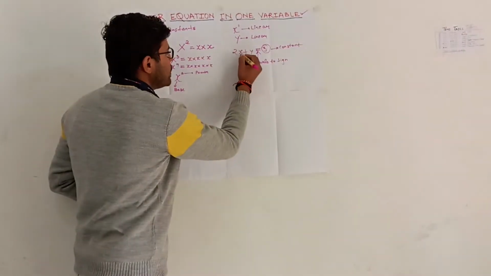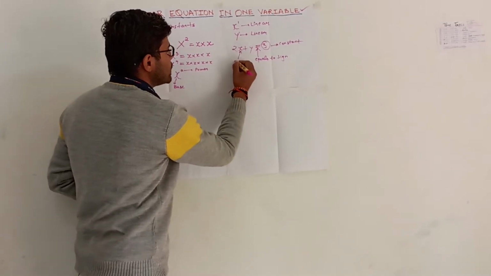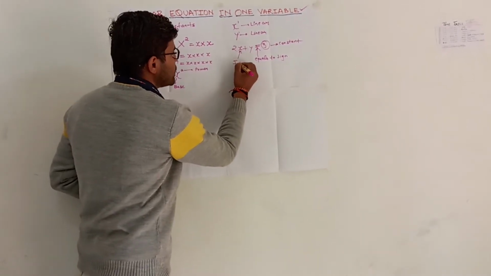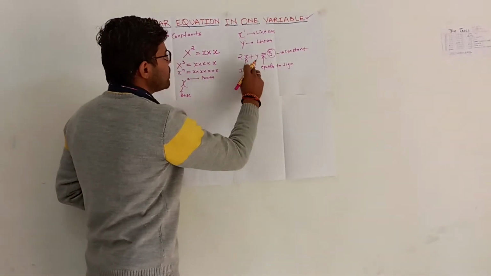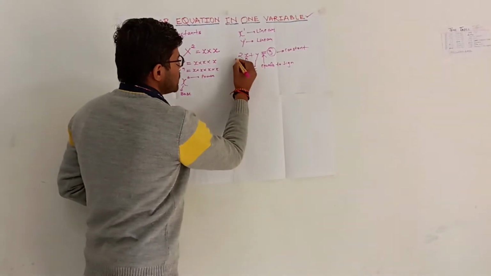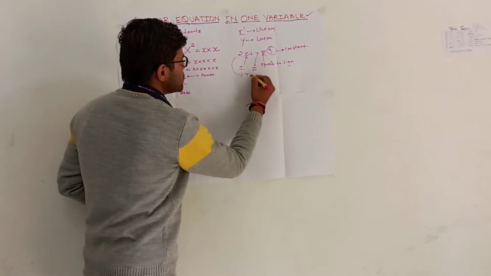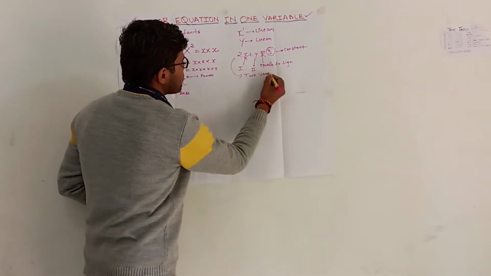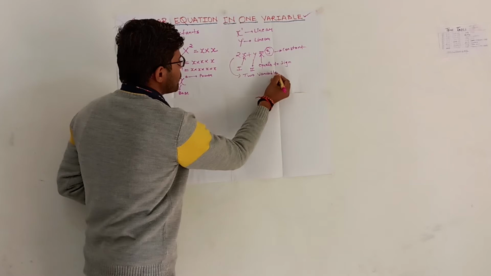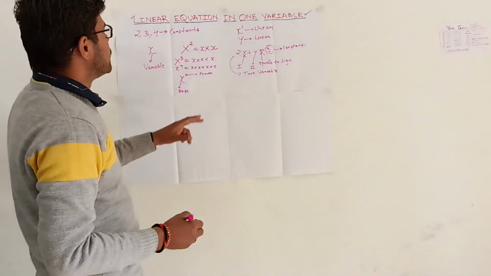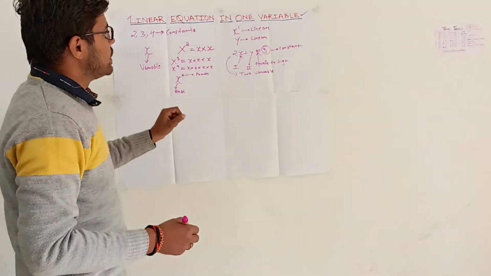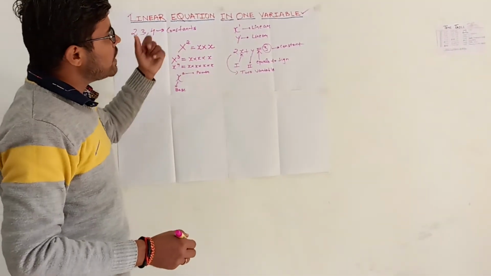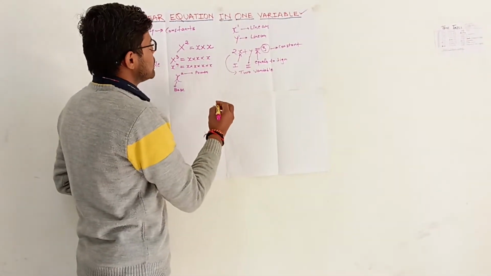And we don't know the value of x. So this is one variable. This is our first variable. This is our second variable. So how many variables are there in this equation? 2 variables. But we are dealing with only linear equation in one variable. That means our equation will have only one variable.